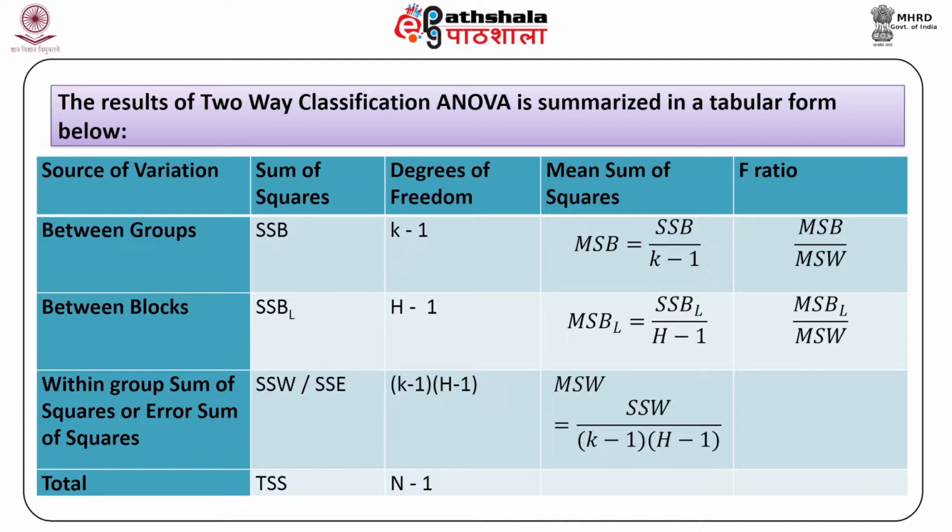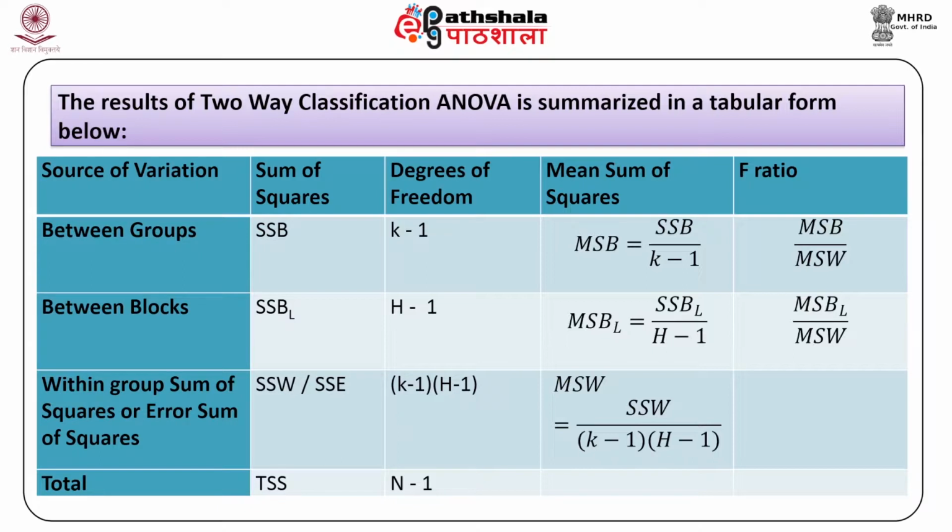I am sure you can see that the sum of the squares can be written as SSB, SSBL, SSW or SSE, and total sum of the squares. The respective degrees of freedom are k - 1, h - 1, (k - 1) into (h - 1), and n - 1 for TSS. The mean sum of the squares are now MSB equal to SSB upon k - 1, MSBL equal to SSBL upon h - 1, and MSW equal to SSW upon (k - 1) into (h - 1).